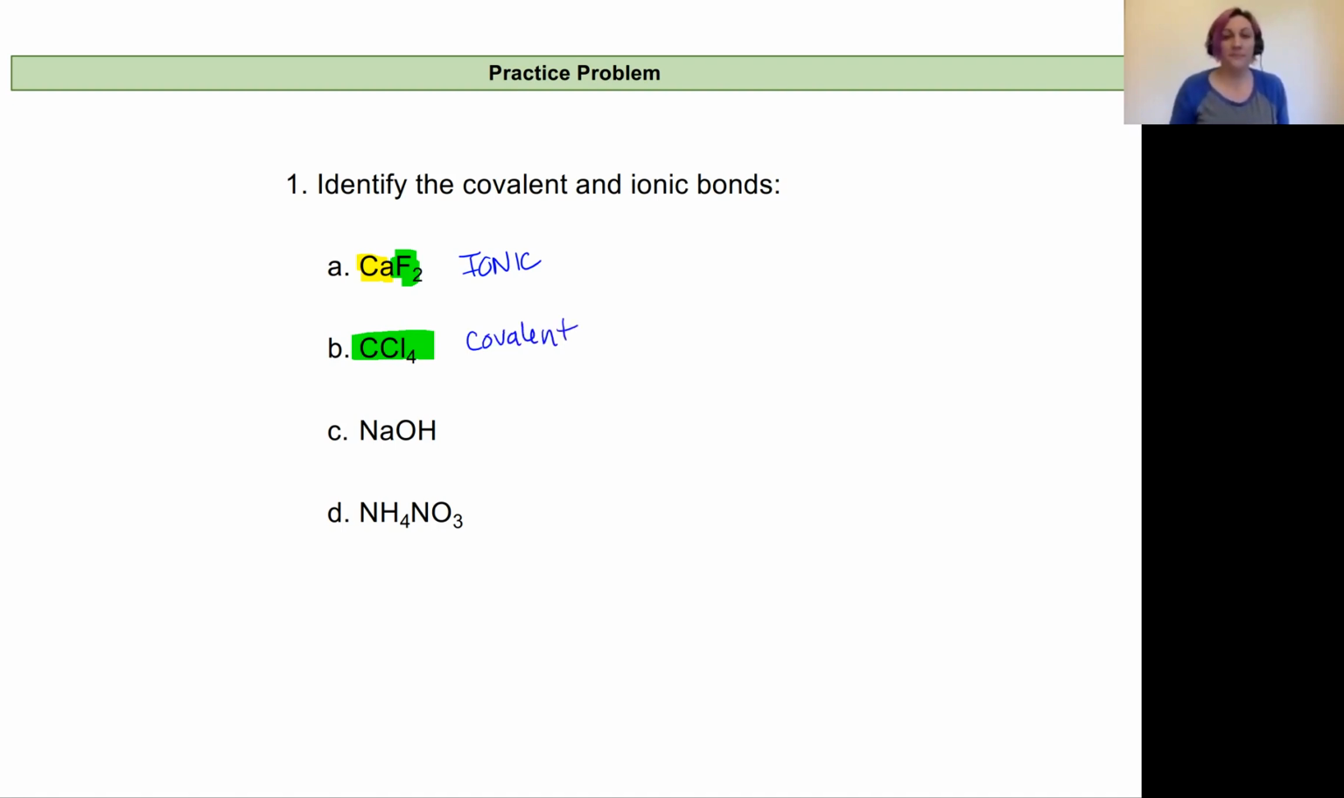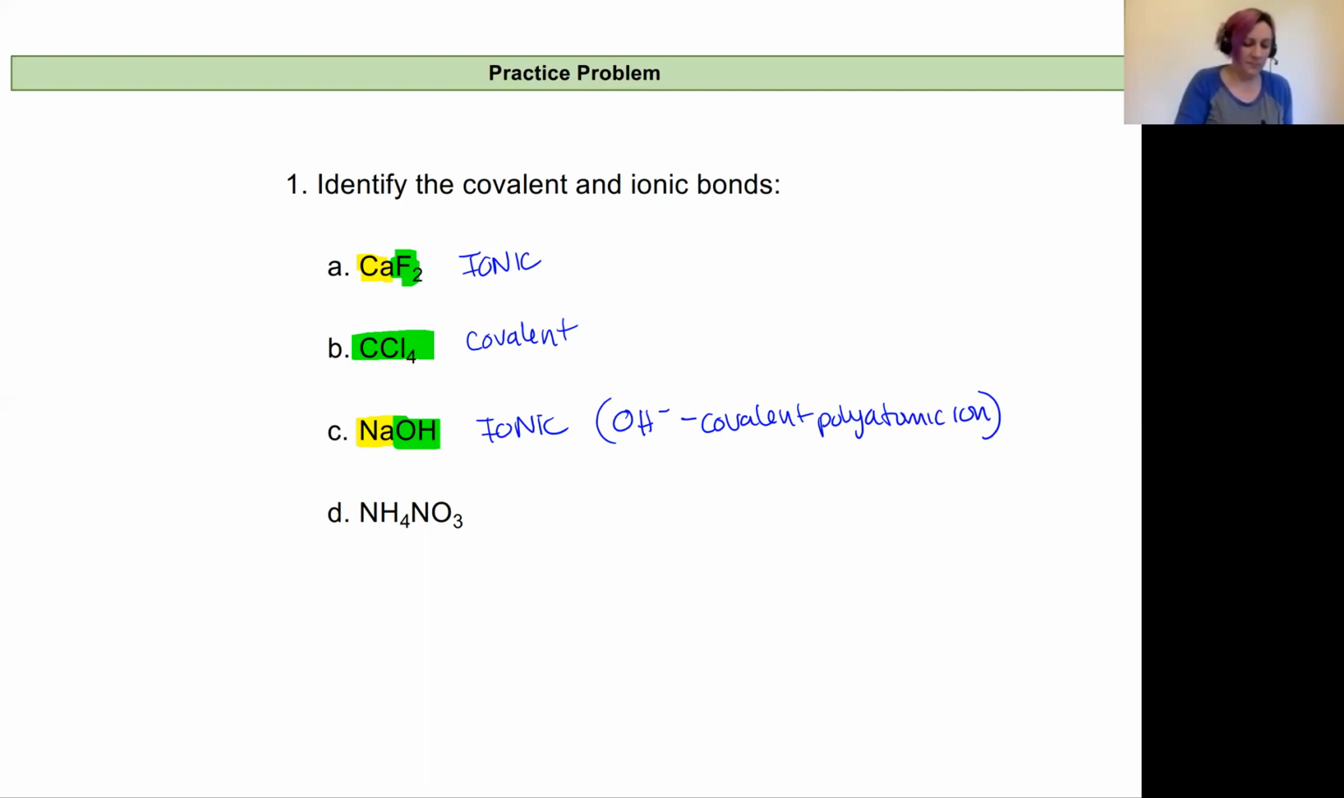All right, next up, I have sodium and oxygen and hydrogen. Sodium is a metal. Oxygen and hydrogen are nonmetals. I'm going to guess that it's ionic. But that OH would actually be a covalent polyatomic ion, because they're both nonmetals.